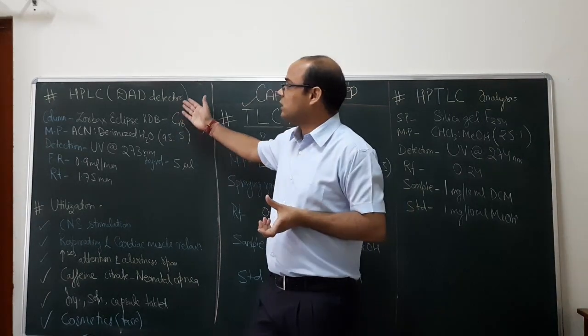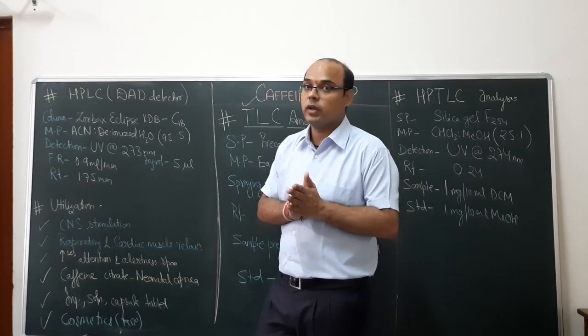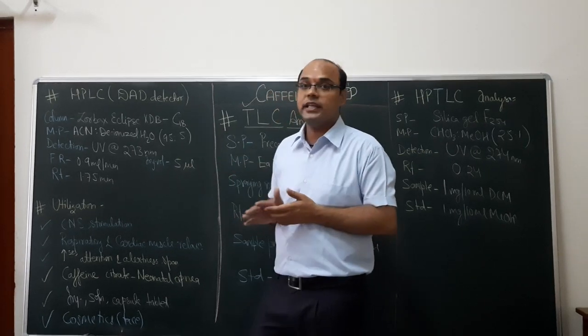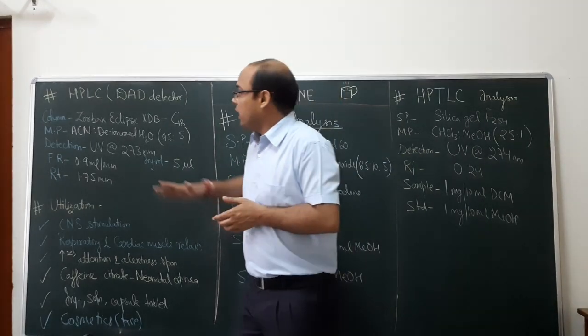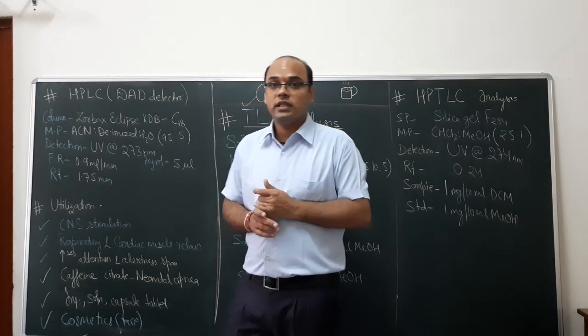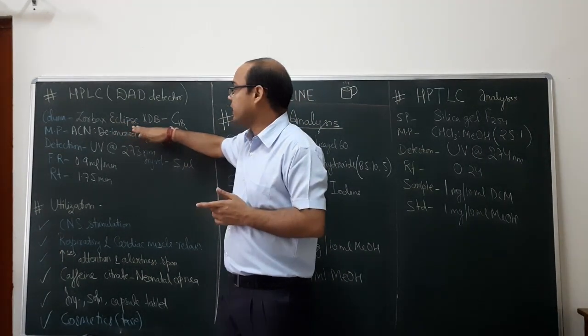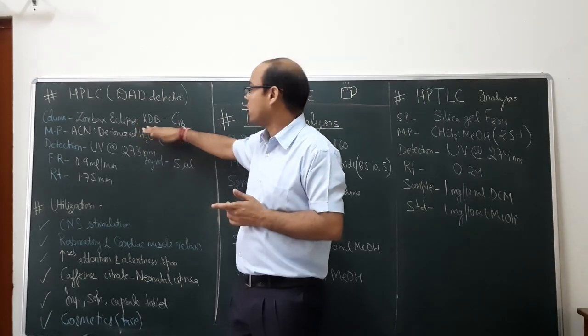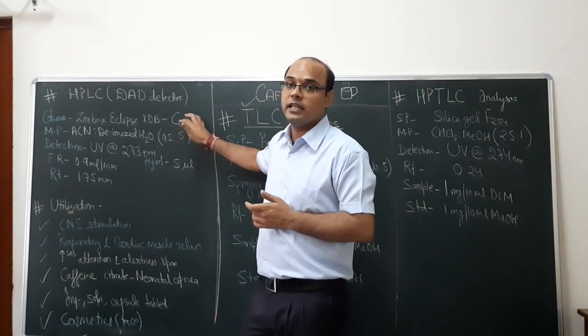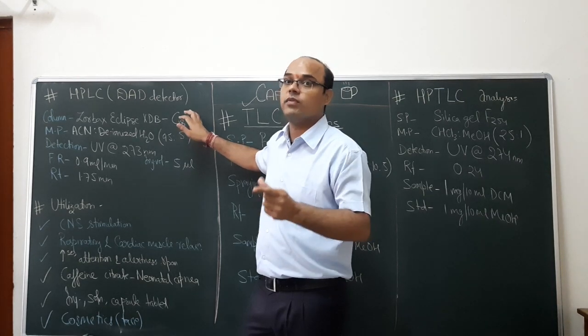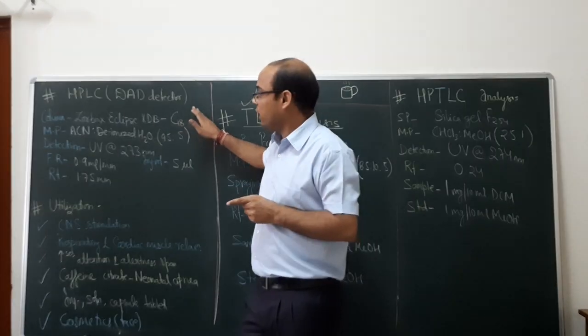Moving on to another qualitative and quantitative and most feasible instrument for detection and analysis of phytoconstant is HPLC, high pressure liquid chromatography. Here we have used a specialized detector, DAD detector. The column which we use in this analysis is Zorbax Eclipse, which is the name of the brand, and a C18 column. C18 means octadecyl siloxane stationary phase was used in the column.